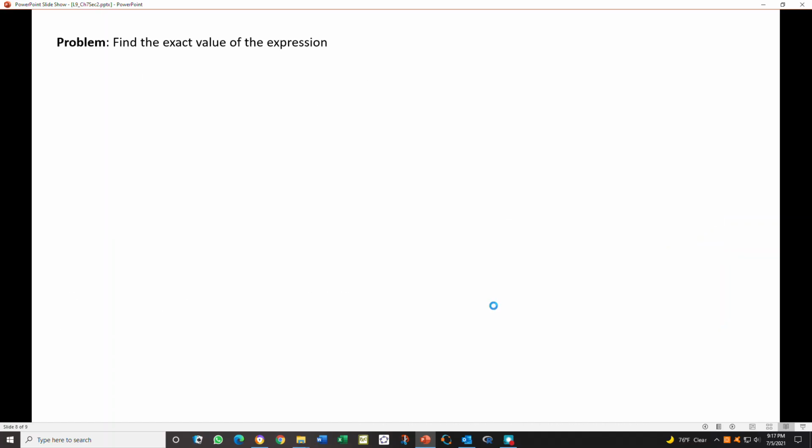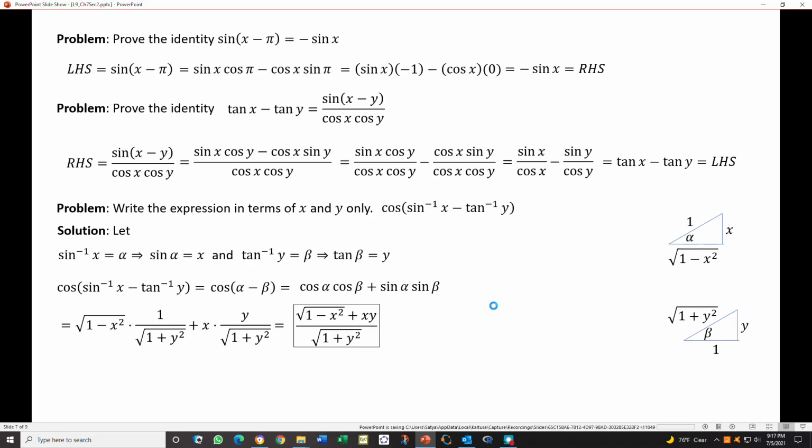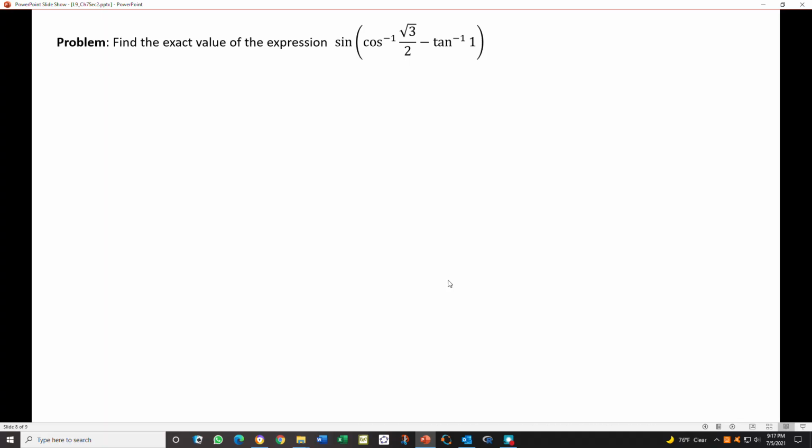Where are we now? Problem. Find the exact value of the expression. Sine of cosine inverse of square root of 3 over 2 minus tan inverse of 1. Exact value of the expression. Sine of... Does that kind of look like, sort of resemble the previous one? Write the expression in terms of cosine of some inverse x minus some other inverse x. This is kind of like that. Sine of cosine inverse of something minus tan inverse of something.